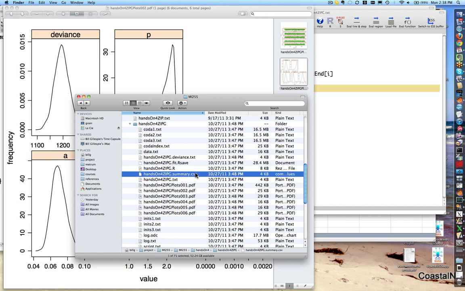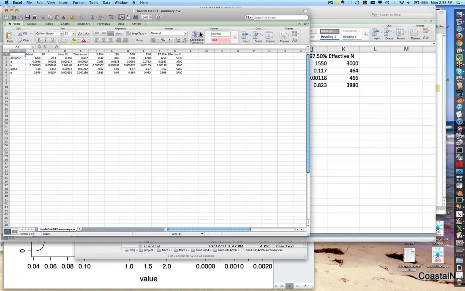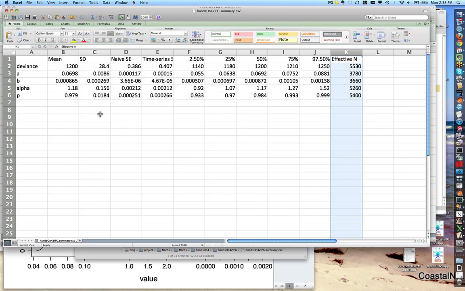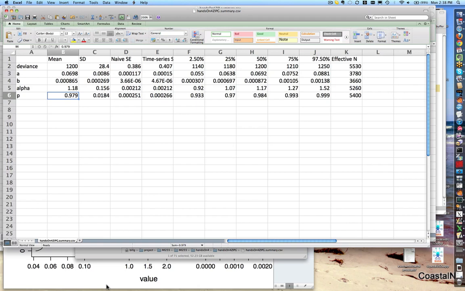Come on, open up. There we go. See what I mean by overkill? This is the effective N, so you can see they're all in excess of 3,000 over here, so I probably didn't need to do quite so many. Anyway, you can see here that the P is around 98%. So it's saying around 2% excess zeros, which means pretty much negligible.